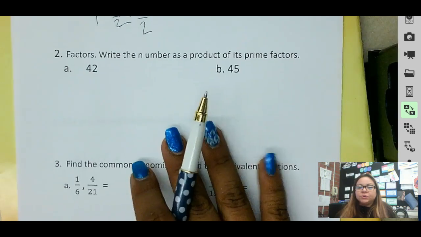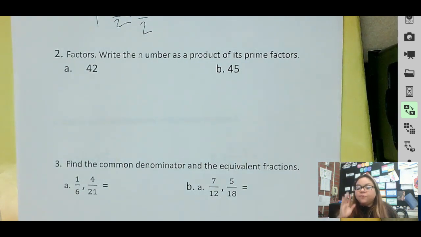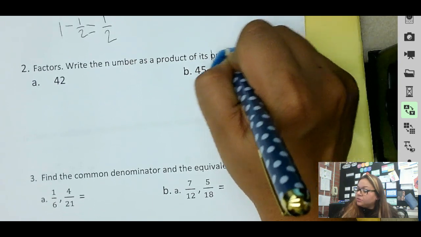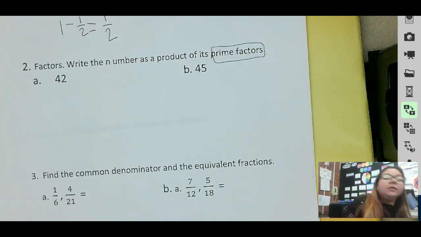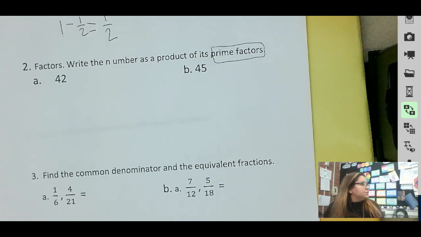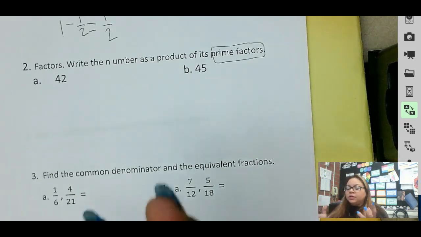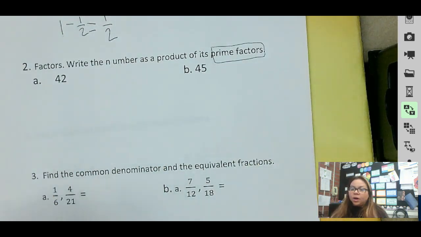Now, section number 2 is factors. For factors, you're going to write the number as a product of its prime factors. When we see the word prime factors, what is a prime factor? Remember, I gave you a list that had all the prime numbers underlined. A prime number is a number that only has one multiple to get to that number. So it's a product of only 2 numbers, which would be 1 and itself.